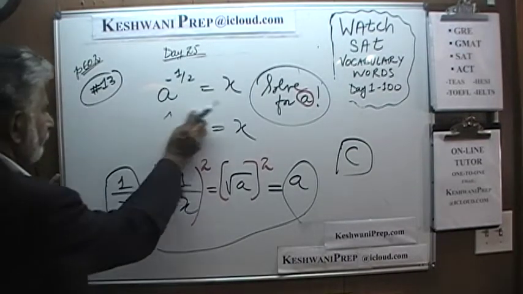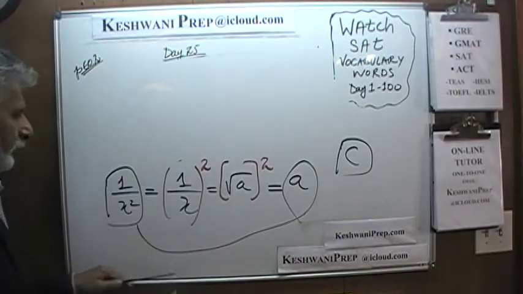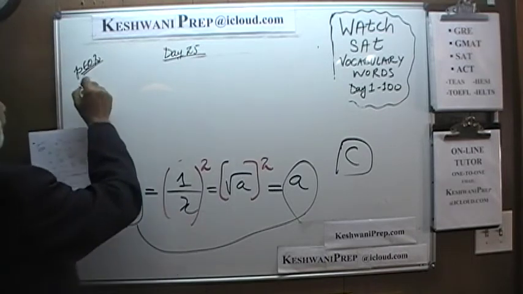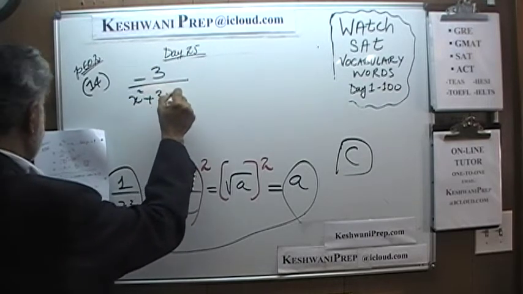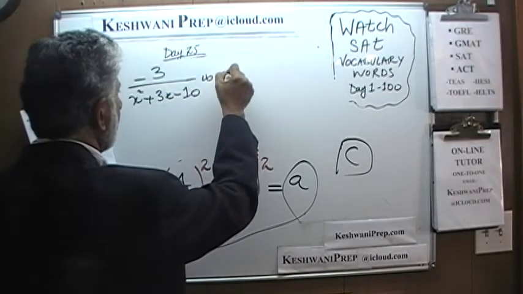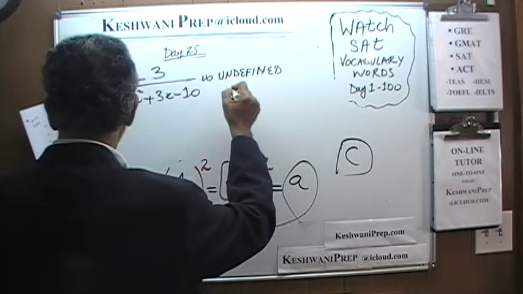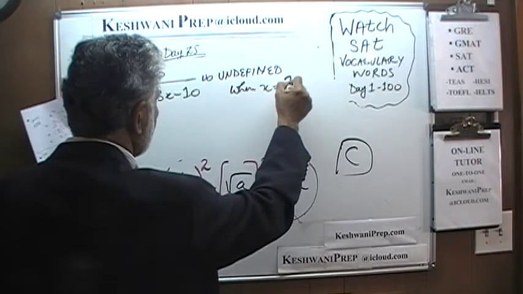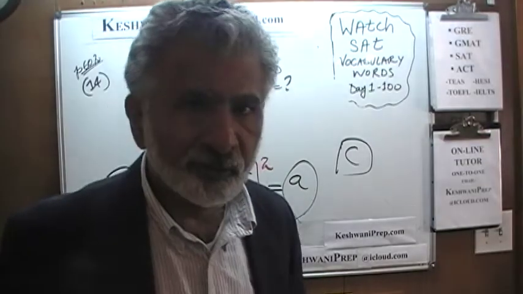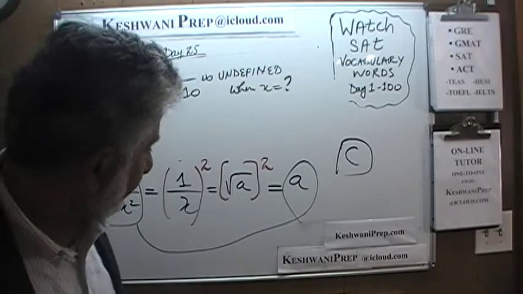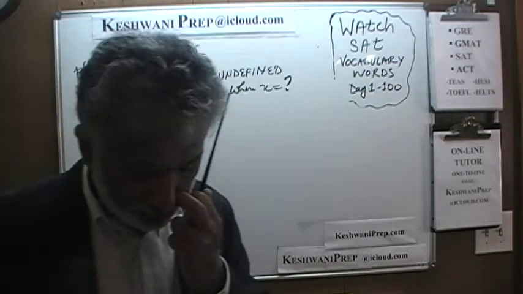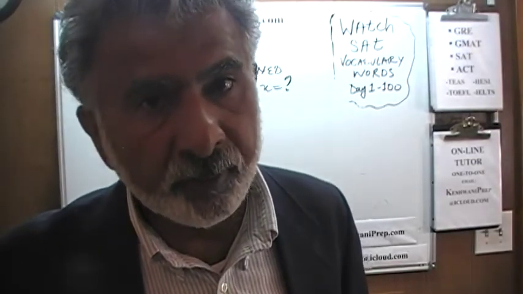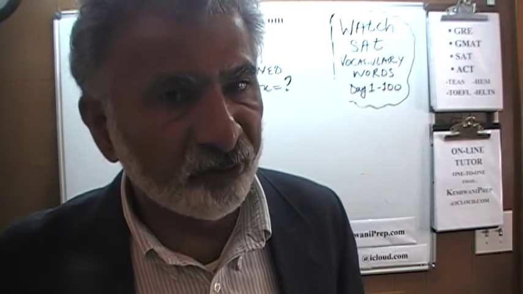Let's look at number 14. It says negative 3 over x squared plus 3x minus 10 is undefined when x is equal to what? For what value of x is this expression undefined? Well, first thing we need to answer ourselves is, under what circumstances will this become undefined, before we worry about exactly at what value of x it will happen? What is the condition where this expression will become undefined?